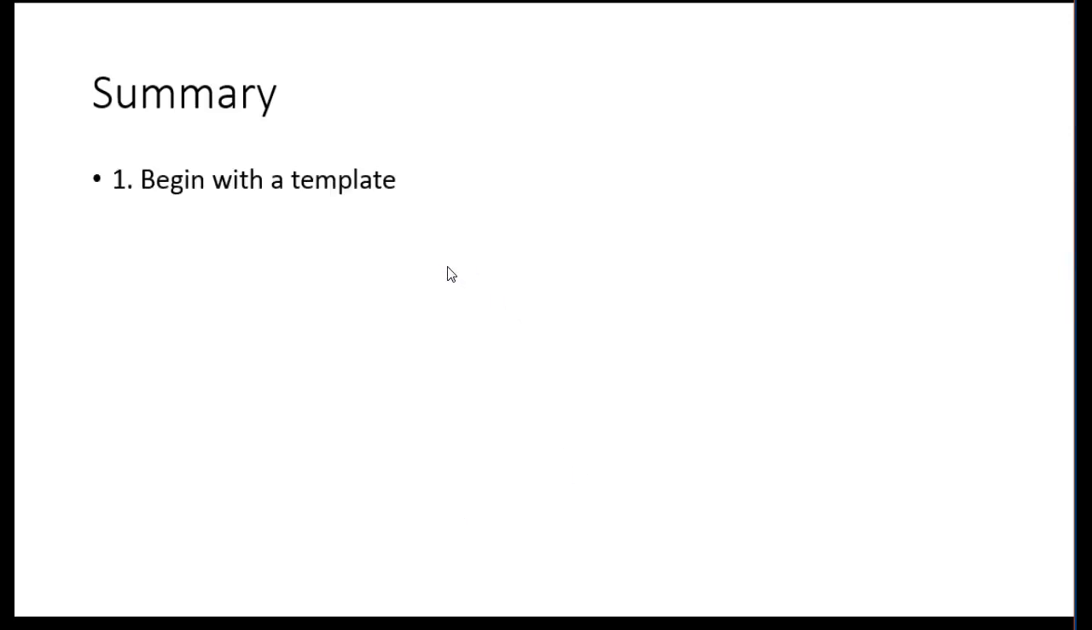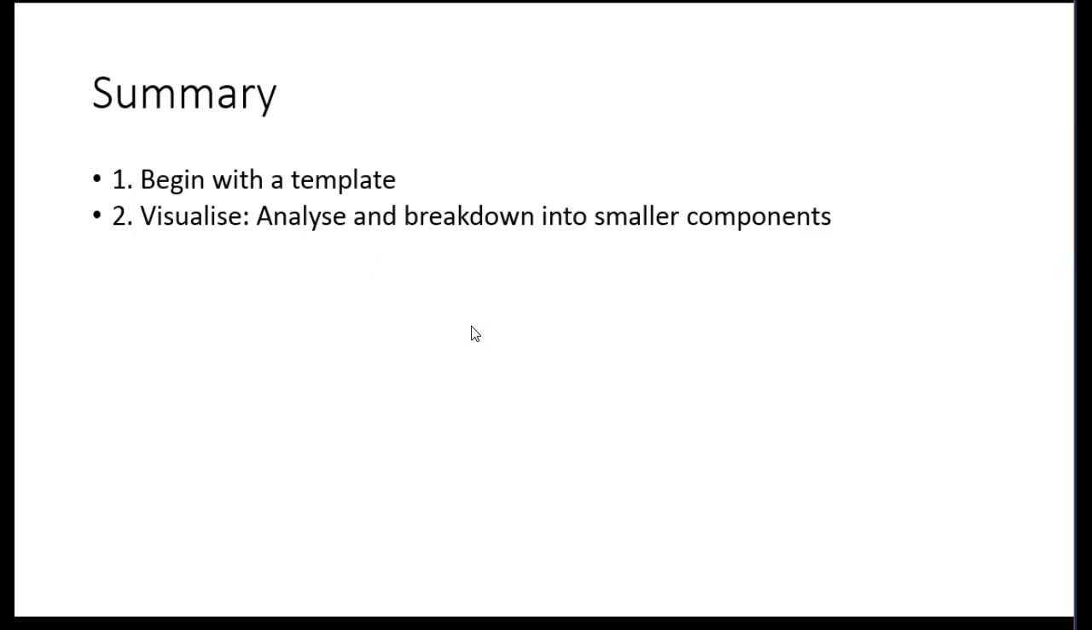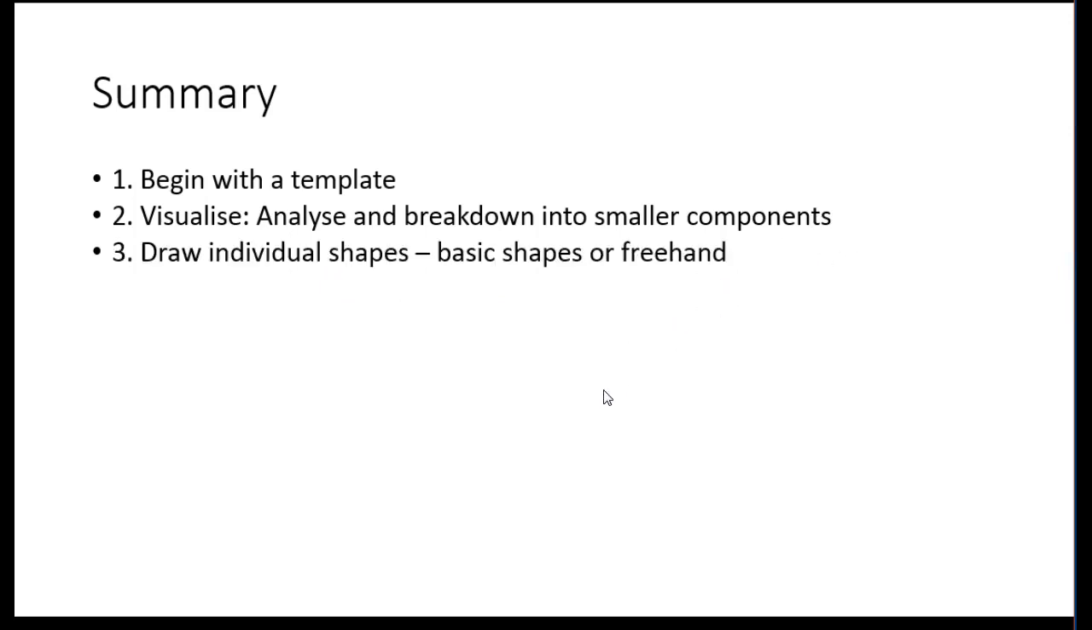To summarize, you begin with a template. So choose a picture that you want to copy or to draw something similar to that. Visualize the picture, analyze it, and break it down into smaller components. Then you can draw each component one by one. You can draw the individual shapes either using pre-existing basic shapes in PowerPoint, or you can draw them freehand. And then you can color them, you can outline them, you can fill them using solid or gradient fill. Gradient fill requires more than one color. Or you can use a solid fill and then apply the inner shadow.